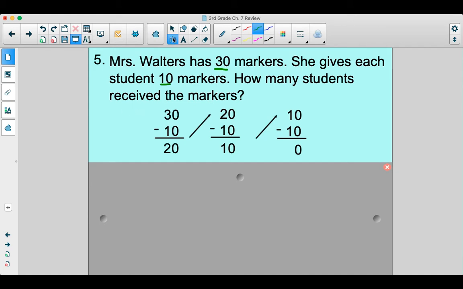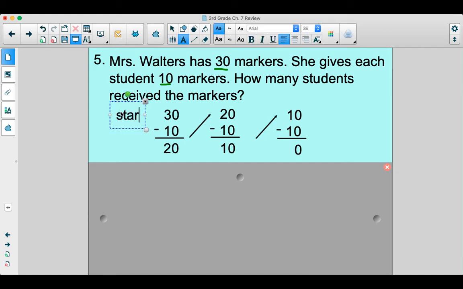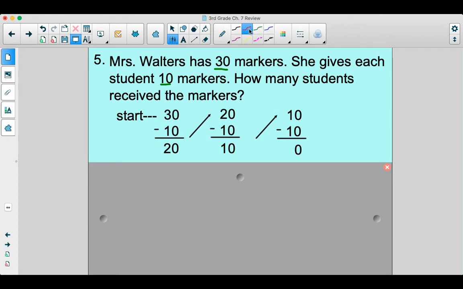So this is her starting number. I think I'll just type it. So that's her starting number right there, 30. And then this first person gets 10 markers, so she gives away 10 markers. So this is actually a person right here. Whoop, they get 10 markers, and now she only has 20 markers left. And then she gives another 10 away, so this is another person over here. So these minus 10 actually represent the students in the problem. And you get 10 markers. So how many people got markers? The answer would be 1, 2, 3.